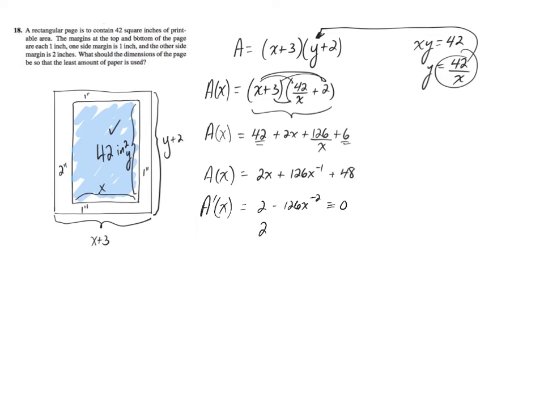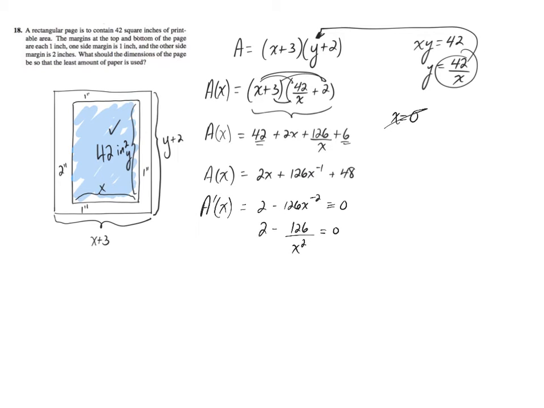Now, again, this is 2 minus 126 over x squared equal to 0. So we have a critical number at x equals 0, which of course doesn't make a whole lot of sense in the context of this problem. Our domain would be x greater than 0 in order to get some area. So let's just see what we get when we solve this.